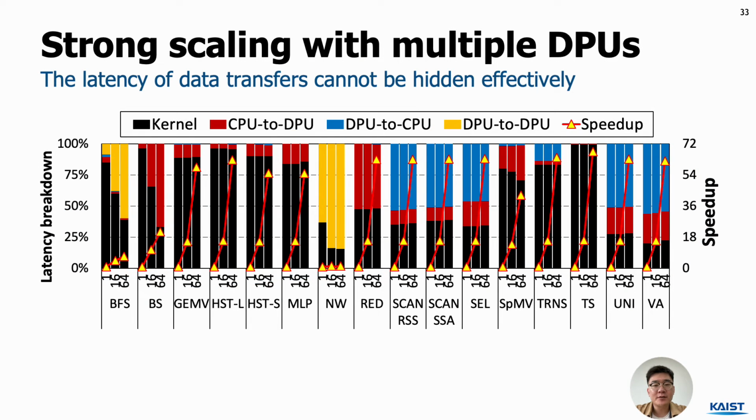We also characterize the PIM benchmark suite under multi-DPU configurations. The x-axis is the benchmark names with 1, 16, 64 DPUs, and the number of threads per DPU is 16. The left axis shows the latency breakdown of each stage, and the right axis shows the speedup. The kernel, colored in black, shows the portion where the DPUs are running the PIM kernel. All other colors, red, blue, and yellow, are time spent transferring data between CPU to DPU, DPU to CPU, and DPU to DPU.